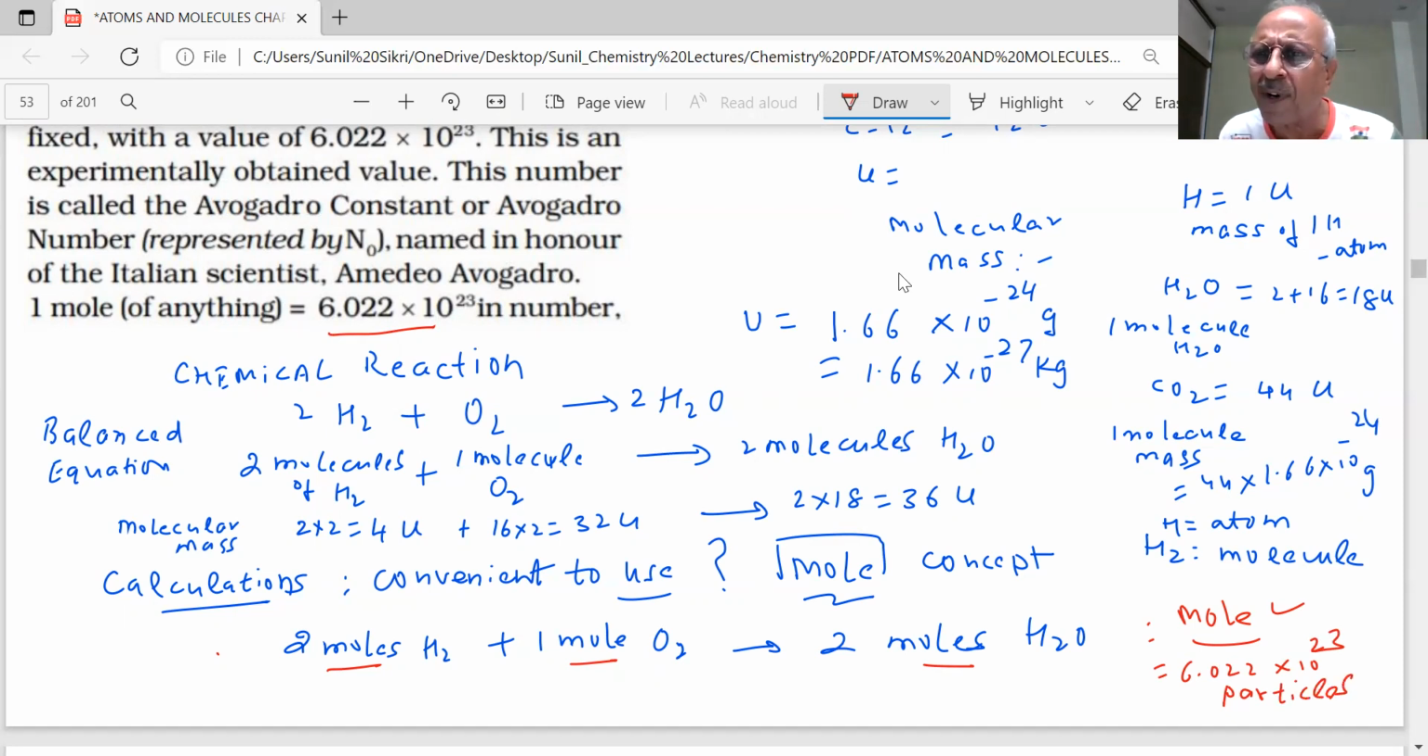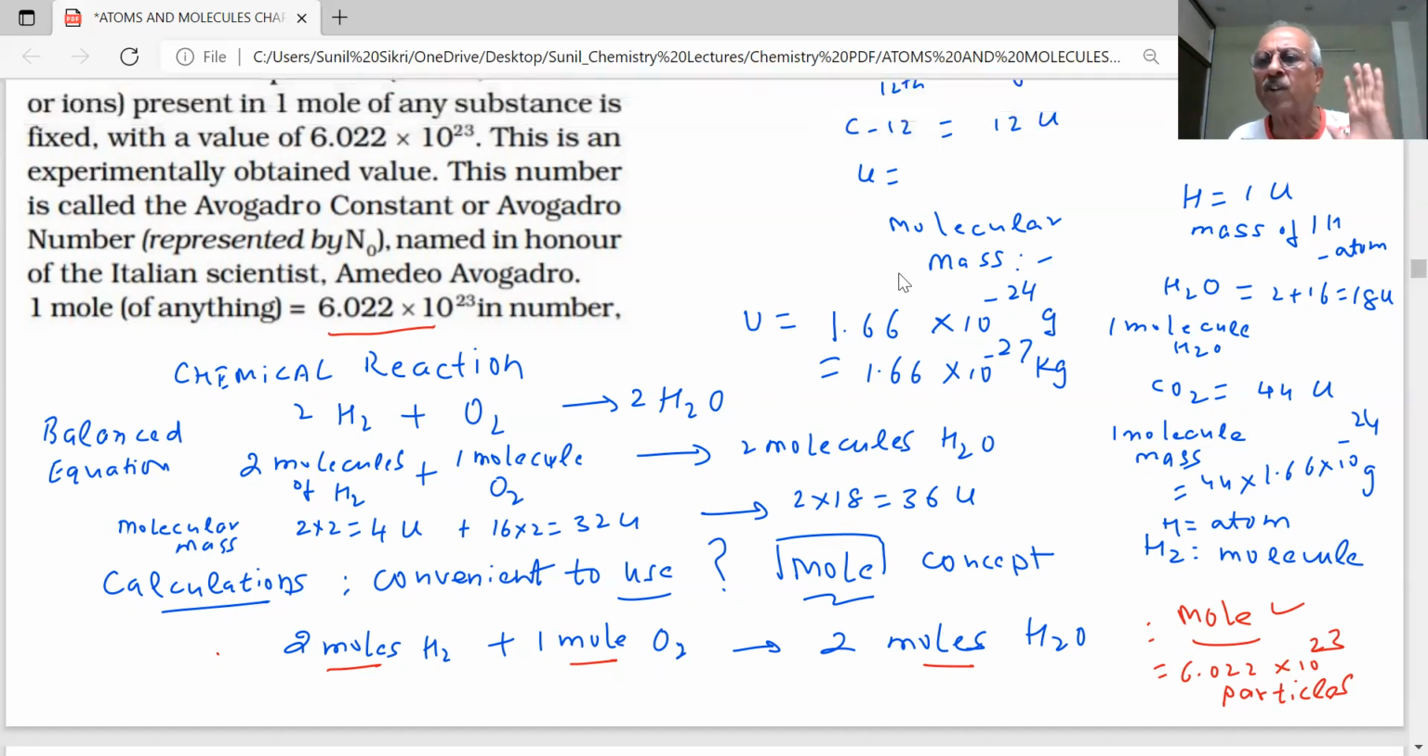What is a particle, student? Supposing I have 12 bananas. That means you are saying 1 dozen of bananas. So I can say bananas are my particles. When I say 1 mole of bananas, how many bananas will be there? 6.022 into 10 power 23. If I say one mole of apples, how many will be there? 6.022 into 10 power 23. We may consider a whole number, then 6 into 10 power 23. So this is what we define as a mole.